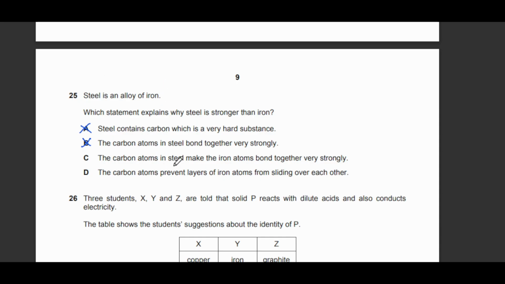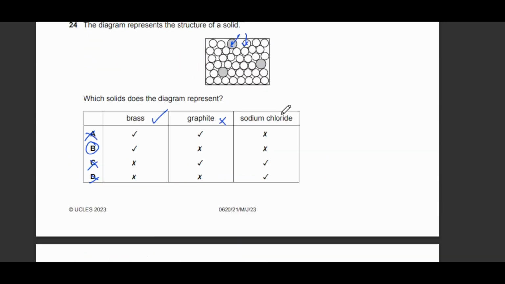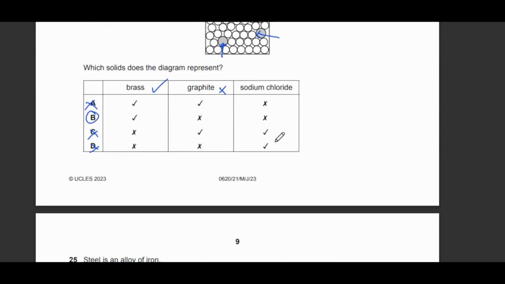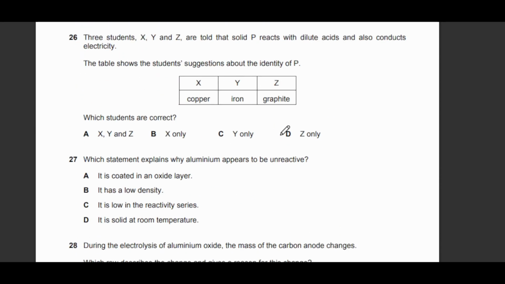The carbon atoms in steel make the iron atoms bond together very strongly. This also doesn't make sense because the carbon doesn't make the iron atoms bond more strongly. Instead, what the carbon atoms do is that they prevent the layers from sliding over each other, right? So it's much like in this diagram up here in the previous question, where they sort of disrupt the order of the arrangement, right? So therefore, they cannot slide over each other, and therefore it is stronger. Okay.